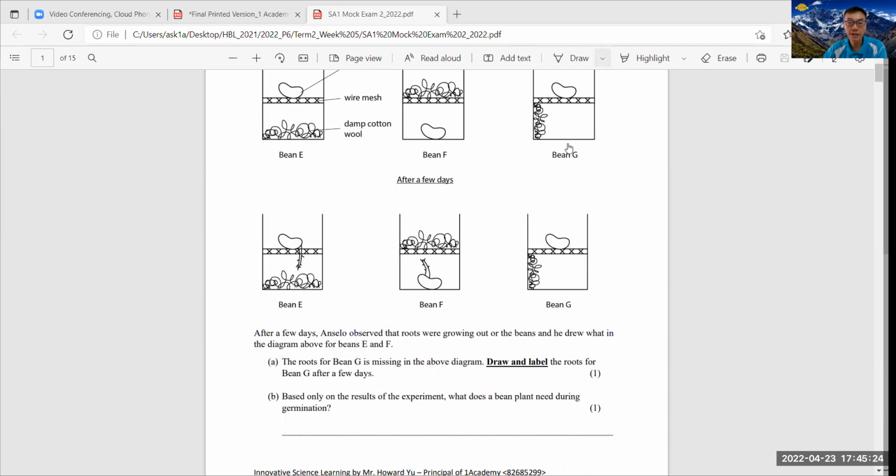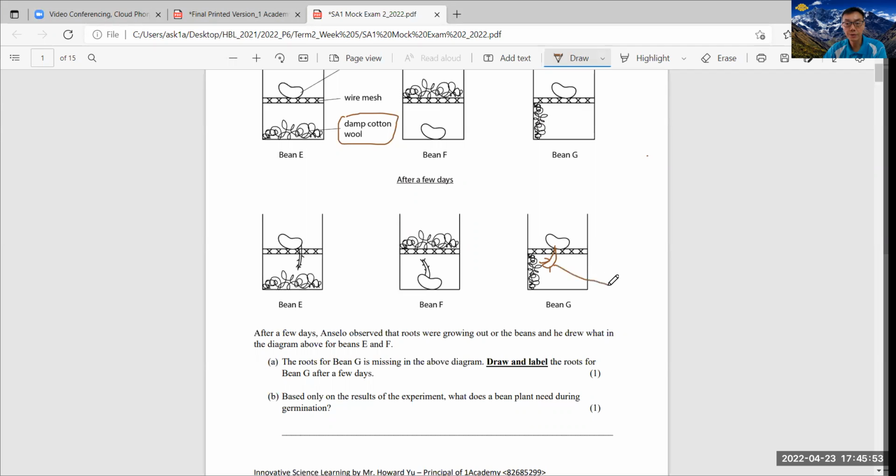So if you observe carefully, because the roots are growing towards the damp roots, can you see? When it's placed here, it grows downwards. When it's placed above, the roots grow upwards. So for this one, you should draw the roots pointing towards this direction. Okay, the roots pointing towards this direction. And then you label the roots.